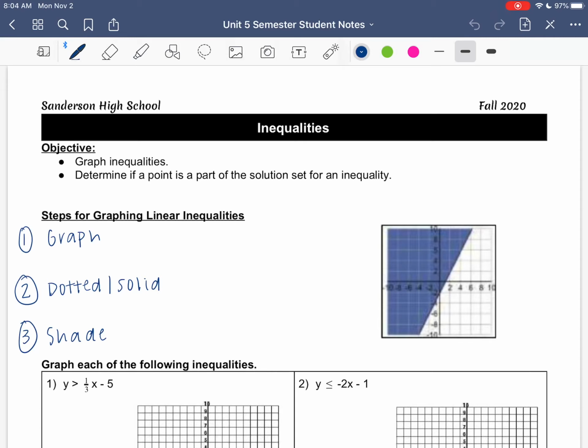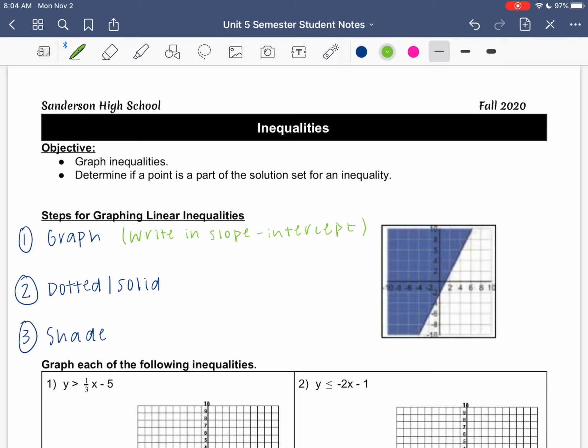So this piece is not really necessarily new for you. You're going to graph from slope-intercept form. So if you need to rearrange your equation, you would want to write it in slope-intercept form. And then when graphing an inequality, there are two extra things that we need to think about.